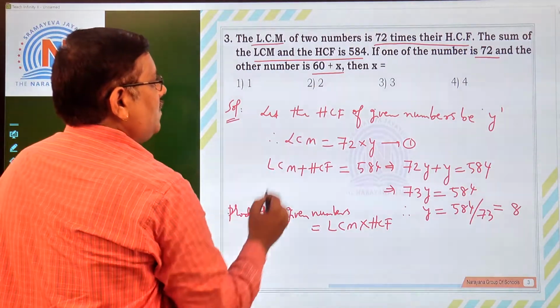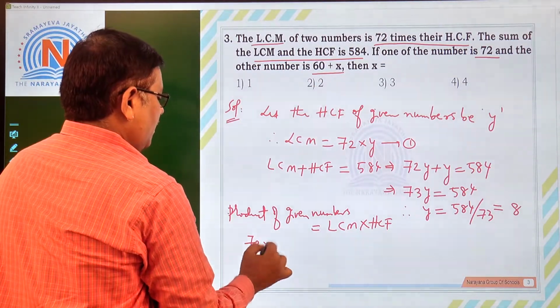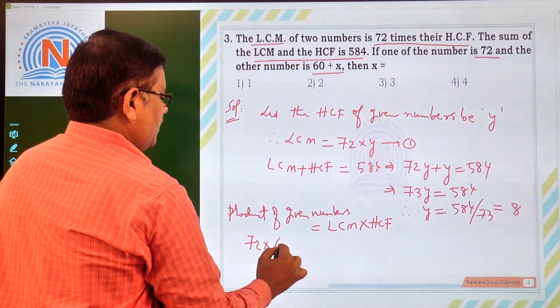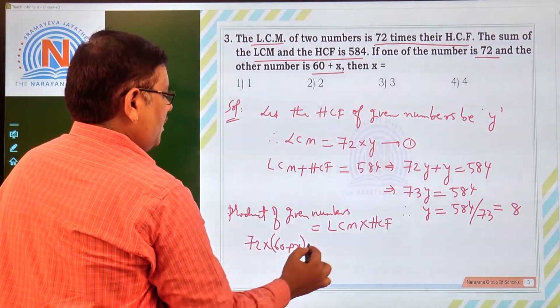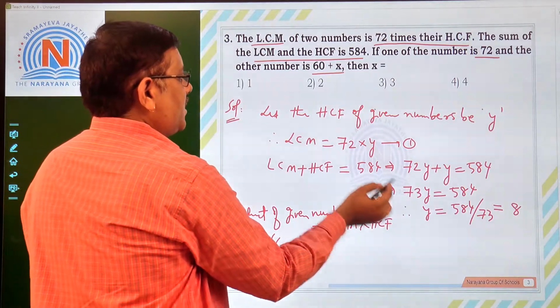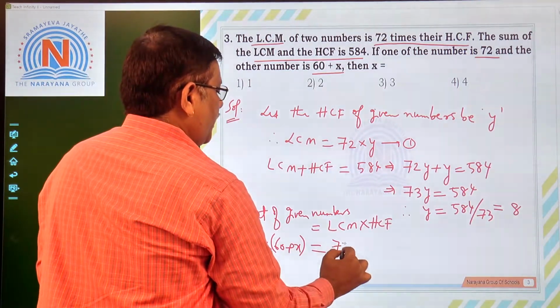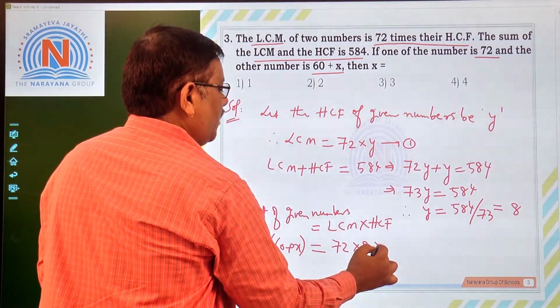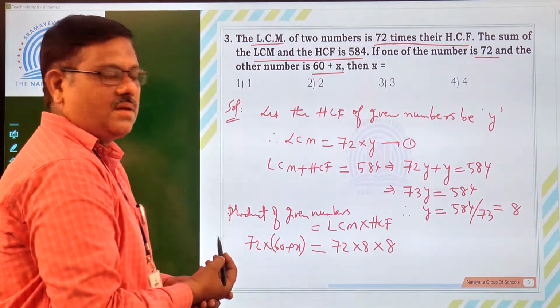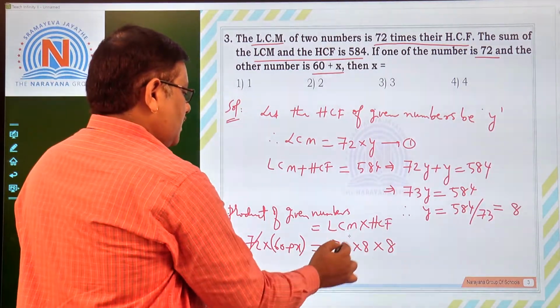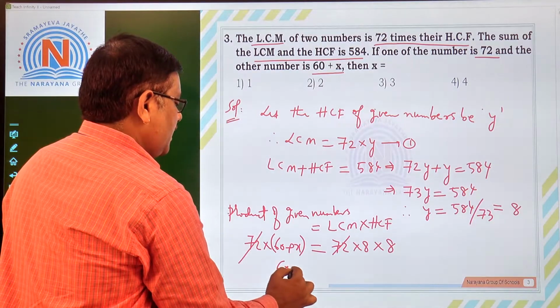What is the product now? That is 72 times (60 plus x). This is going to be LCM, and LCM is nothing but 72 into y. Let me write it as 72 into y. Y is 8, into HCF, which is 8 because y is 8 itself. So 72 and 72 cancel. So that is 60 plus x.